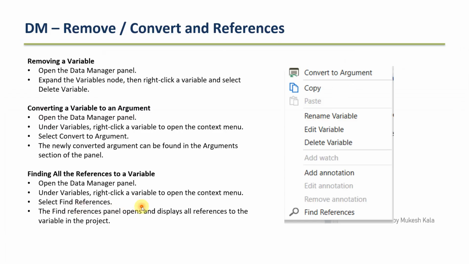Coming back to my presentation, so we have seen how I can remove a variable, how you can convert a variable to argument and vice versa, right? And the last one, how you can actually use find references. You simply have to right click on it and say find references, and it will show you all the references where exactly it is getting used.